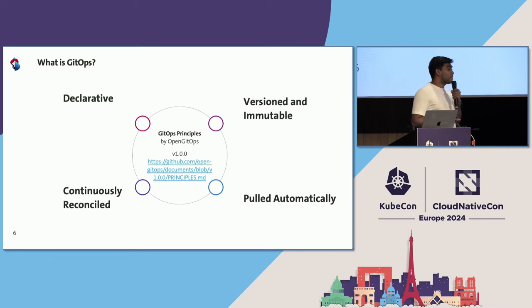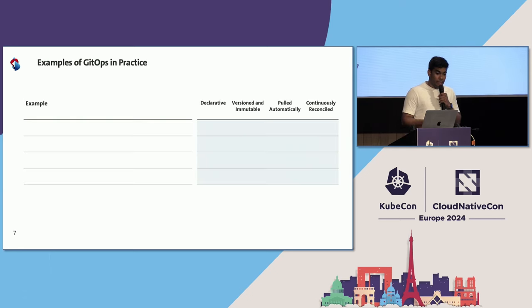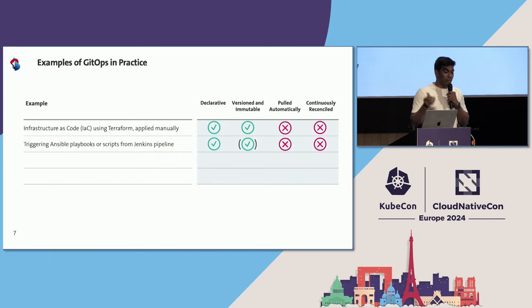Now these four principles give you a powerful way to set up your system or your automation framework. But in practice, not all the tools embrace all four of these principles. So it's really necessary to look into what's been done in practice. So here I would like to go through four examples in practice. The first two are quite similar.